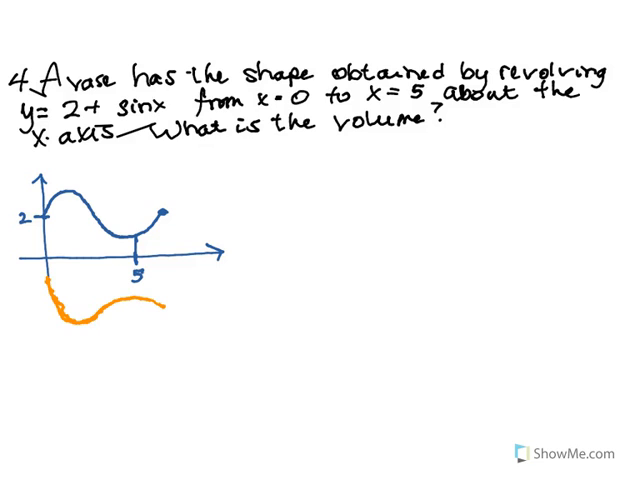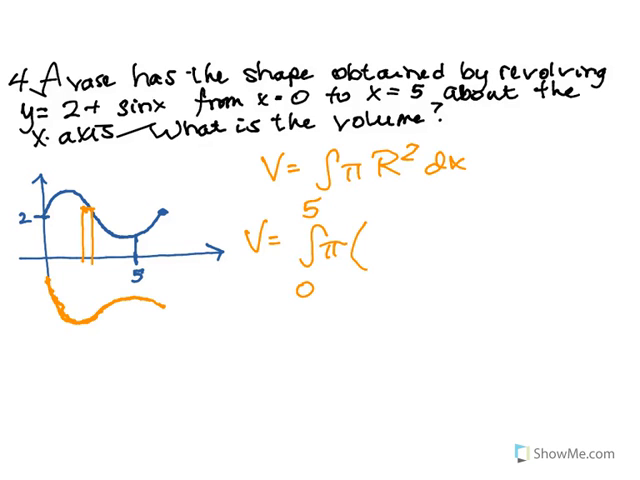You can see that there's not going to be a hole, and so our formula is pi big R squared dx, because it is a solid of rotation with no hole. So the volume is going to be the integral from 0 to 5 of pi times big R squared, where my big R is obviously the function 2 plus sine x, dx. Again, this is a calculator question, and if you type that into your calculator, you should get a volume of 80.115.